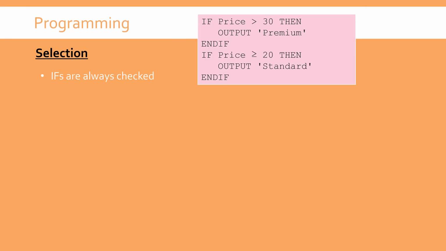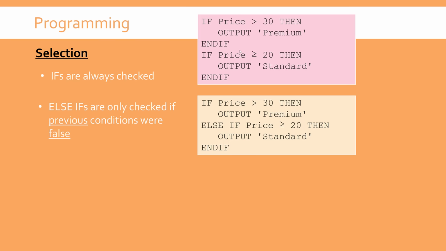So if statements, the main headline bit is the actual if part of your statement. So one thing to bear in mind is ifs are always checked. So if you've got an if part, this will always be checked, no matter if you have several back to back. So here we've got if price is greater than 30 and if price is greater than or equal to 20. If I had price set to be 50, both premium and standard would be outputted because both are checked.